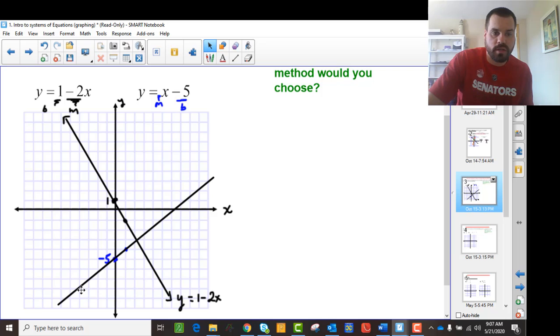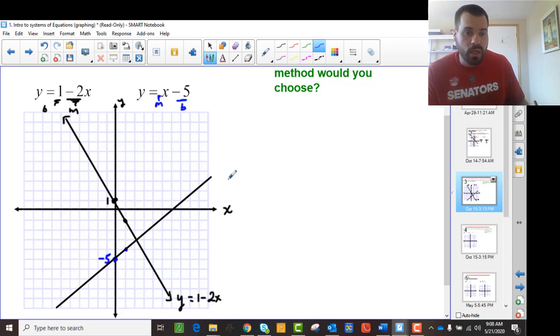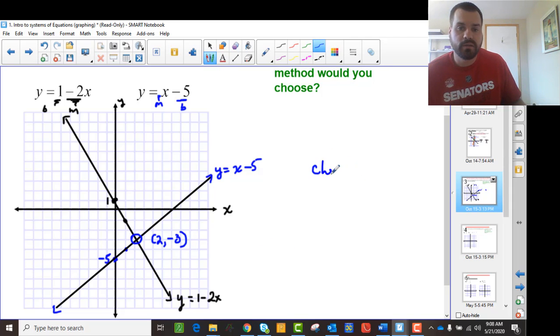And then I just got to make sure that it actually goes through each of those points, and I can kind of move it a little bit, and I think that's good. And then once we've drawn it, okay, this is my y equals x minus 5, we have to find the intersection point. And the intersection point looks like it's right here, at 2 and minus 3. So I'm going to say it's at 2 and minus 3. And then I just check my answer.